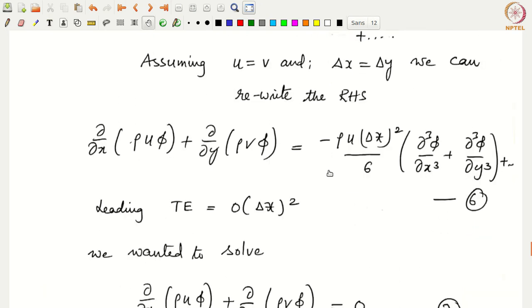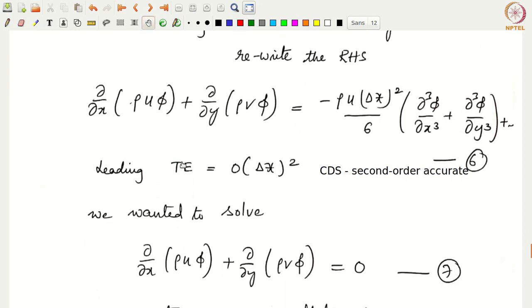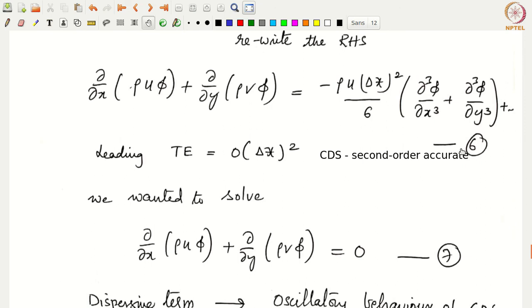Okay, so that's what we have here. Now what is the leading truncation error here? It is second order accurate. This we already know, right? We know that the central difference scheme is second order accurate. But we wanted to solve for partial x of rho u phi plus partial y of rho v phi equals 0. But what we ended up getting is equation 6, which has some term here.